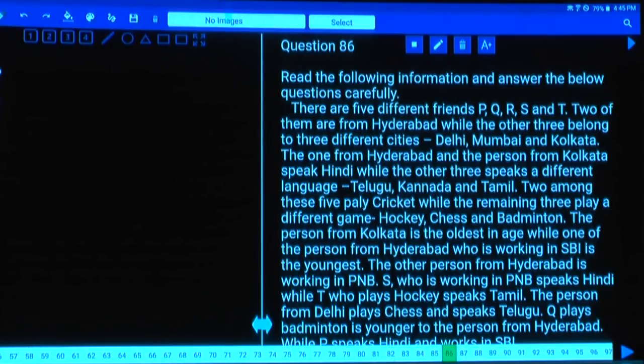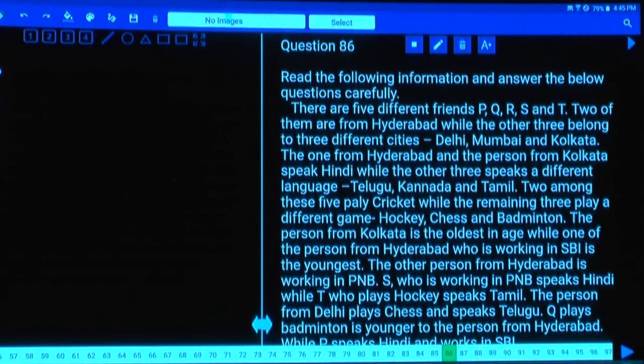Now Hyderabad, how many people are from Hyderabad? Two from Hyderabad, one from Mumbai, one from Delhi and one from Kolkata. Hence five persons. The one from Hyderabad and the person from Kolkata speak Hindi. How many are speaking Hindi here?